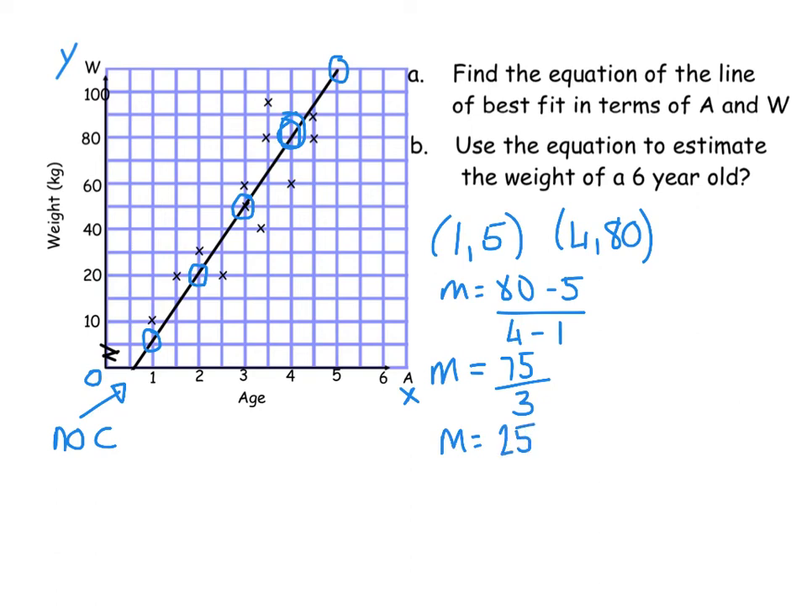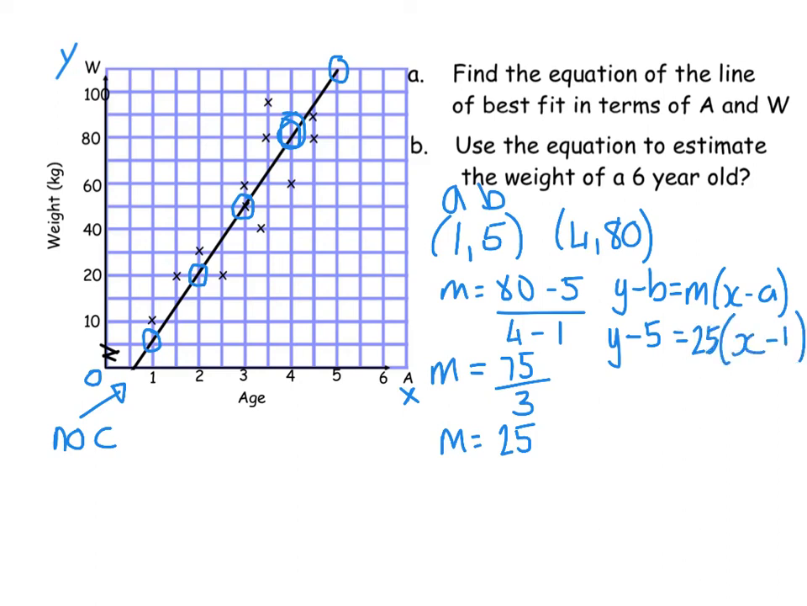We're then going to use one of these coordinates and now label it as a and b. I'm going to go back to this first one, the 1 and the 5, because they're small numbers, and I'm going to use that. Into the equation of a line, we're going to use y minus b equals m bracket x minus a, because that's my preference when you don't have your y-intercept. Plug in your coordinate: y minus 5 equals 25 for your gradient, and x minus 1. There's no fraction to worry about on this one, so it's not too difficult.